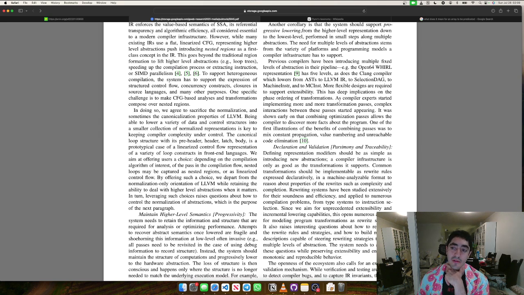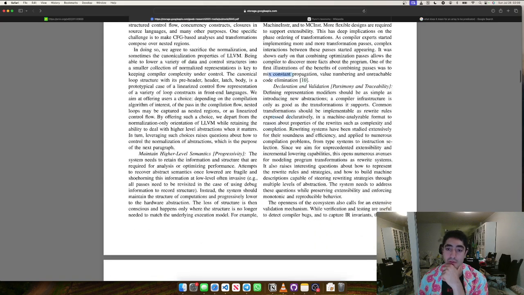This has deep implications on the phase ordering of transformations, as compiler experts started implementing more and more transformation passes. Complex interactions between these passes started appearing. It was shown early on that combining optimization passes allows the compiler to discover more facts about the program. One of the first illustrations of the benefits of combining passes was to mix constant propagation, value numbering, and unreachable code elimination.